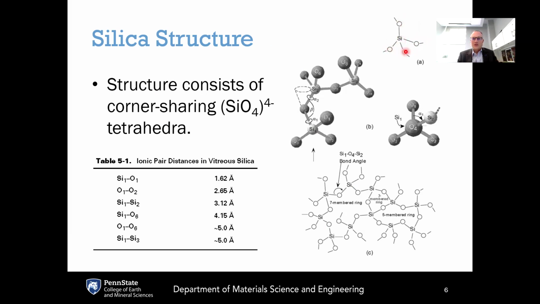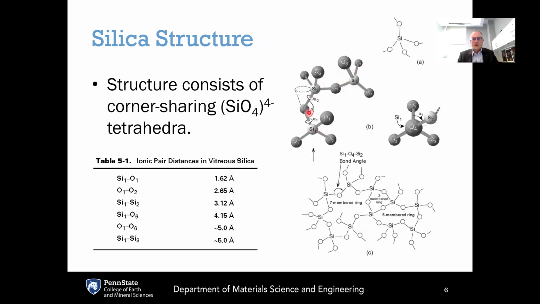So each of these oxygens just has a single bond to the silicon, and then the other bond goes to the neighboring tetrahedra. So these oxygens are called bridging oxygens because they provide a bridging bond between 2 neighboring units.